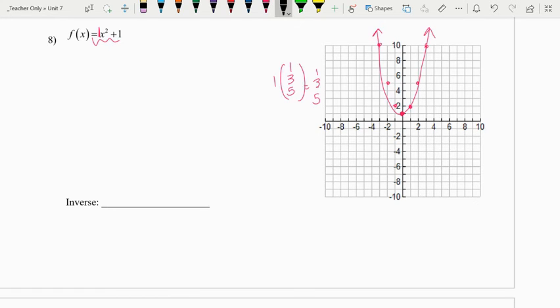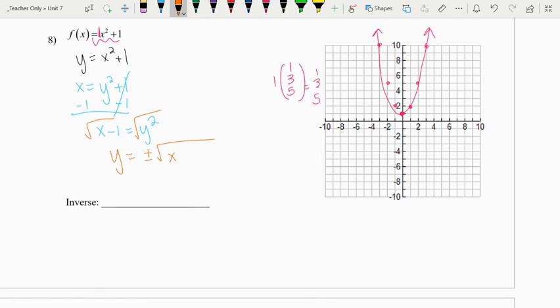Then we move on to find our inverse. So we have y equals x squared plus 1. Again, we are going to flip x and y. So x equals y squared plus 1 and solve. If we subtract 1, we get x minus 1 equals y squared. And then we're going to take the square root. Remember, when we take the square root, we always need to write plus or minus. So this needs to change to f inverse of x equals plus or minus the square root of x minus 1. Okay, now this is harder to see.